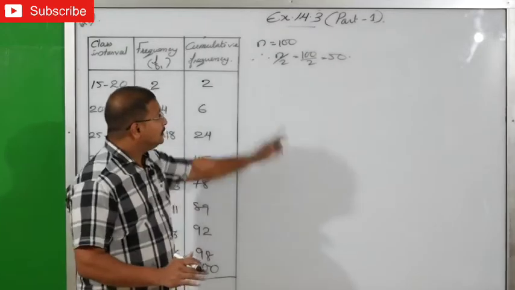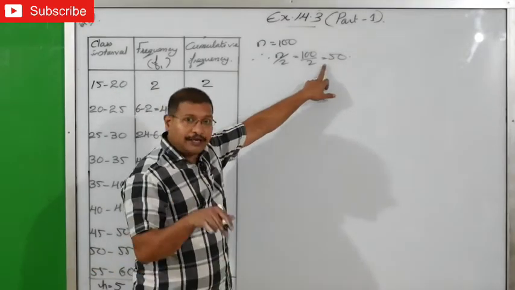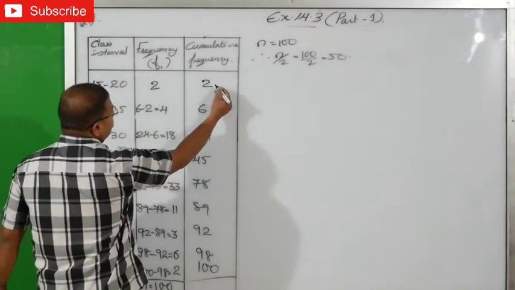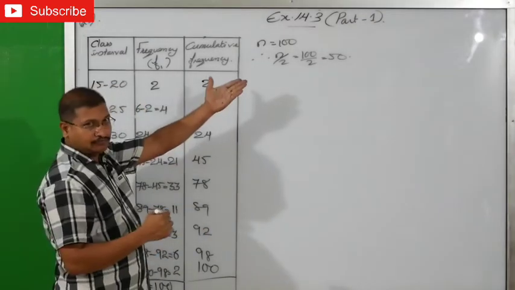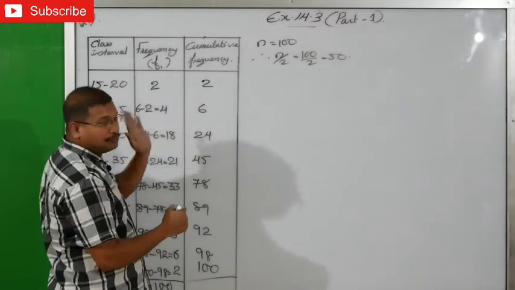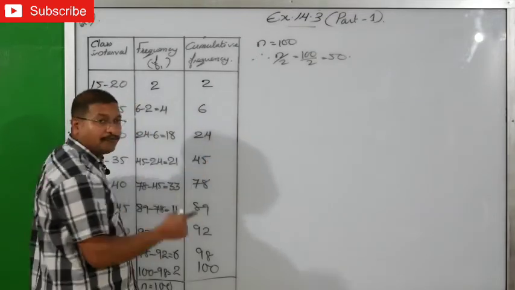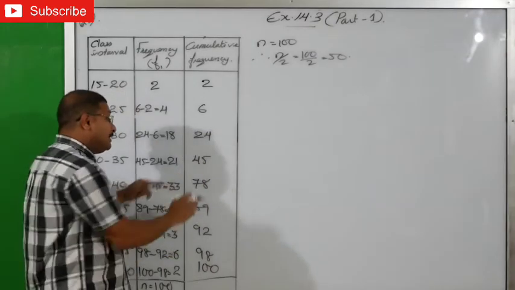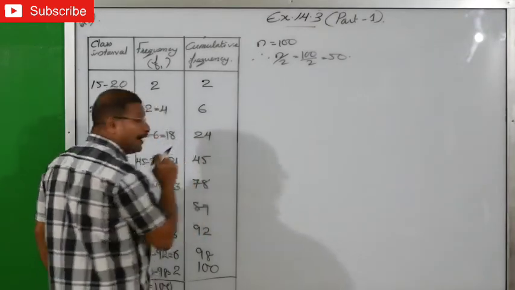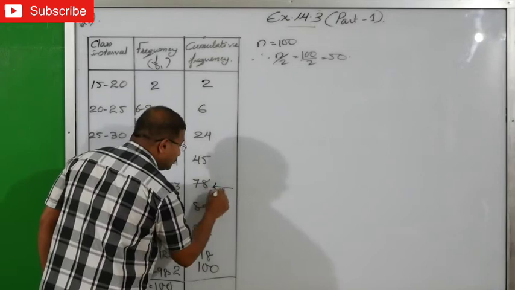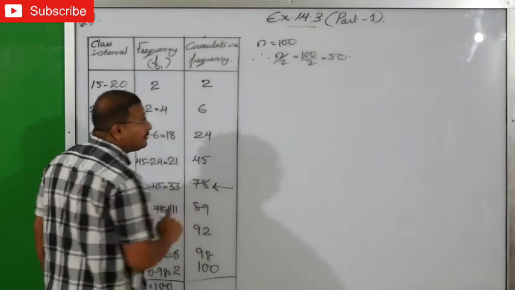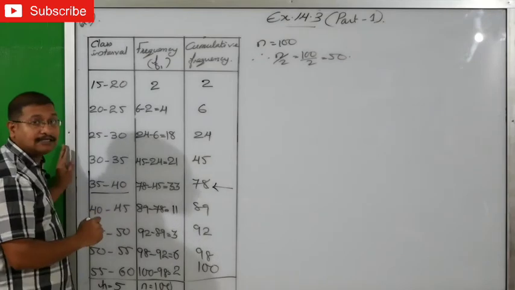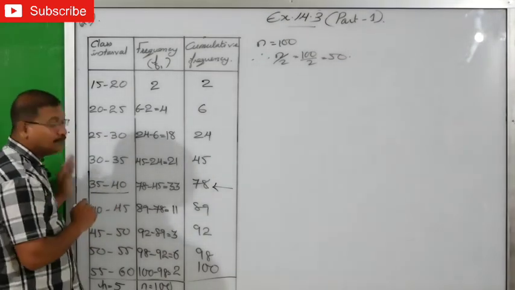See here, n by 2 is 50, you have to look for it in the CF. We can't take 50 from 2, we can't take 50 from 6, we can't take 50 from 24, we can't take 50 from 45. So which will it be? From 78, you can take 50. That means here the median class is 35 to 40.